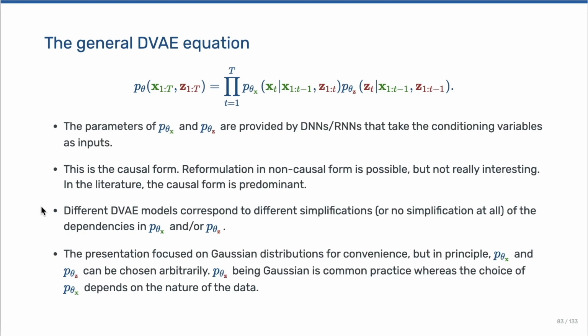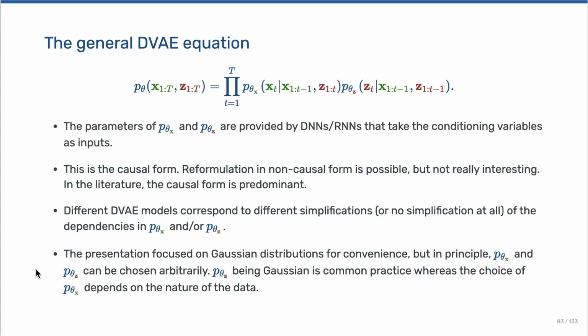We have seen that different DVAE models correspond to different simplifications of the dependencies in the two generative distributions, or no simplification at all, for instance, for VRNN. We recall that the presentation focused on Gaussian distributions for convenience, but in principle, both p theta x and p theta z can be chosen arbitrarily. P theta z being Gaussian is common practice, whereas the choice of p theta x depends on the nature of the data.